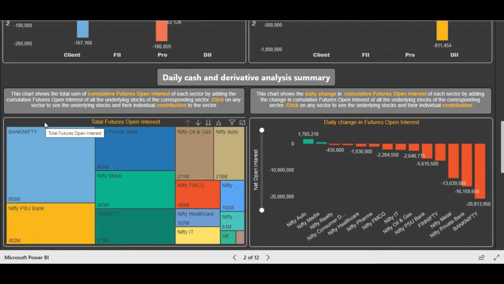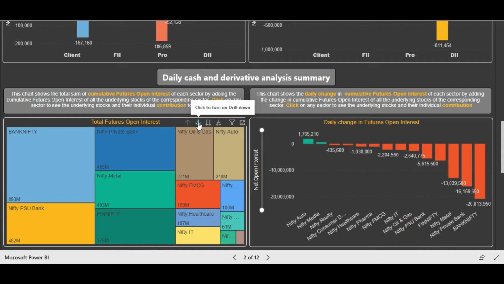So you can see the major portion in the market is of Bank Nifty in the futures positions, and then comes the PSU bank, then the private bank. Bank Nifty also consists of a few PSU banks, so we can see that also. We have also provided a drill down feature if you want to see, suppose in Bank Nifty, which are the stocks that are the major contributors to this particular sector. So you can click on this drill down button. This is one feature you can use.